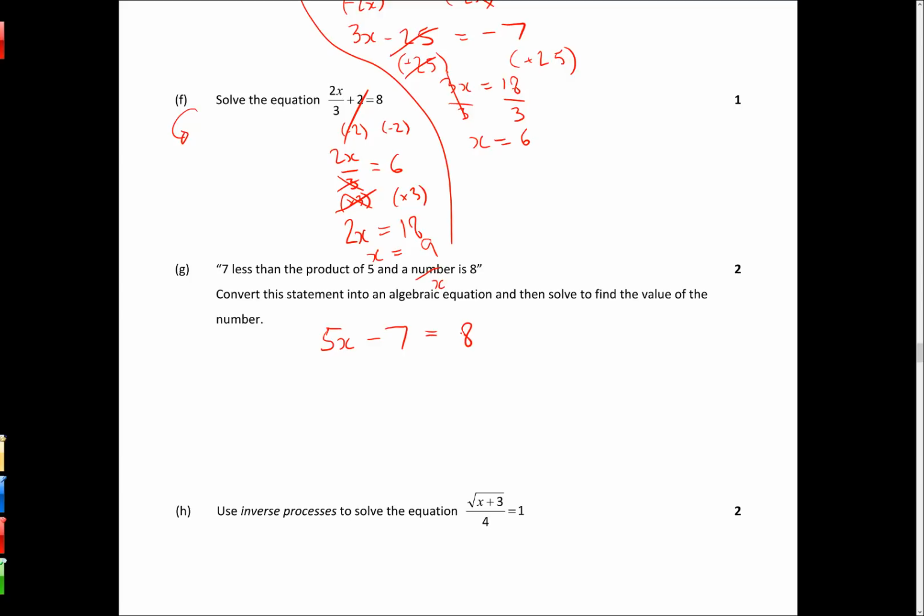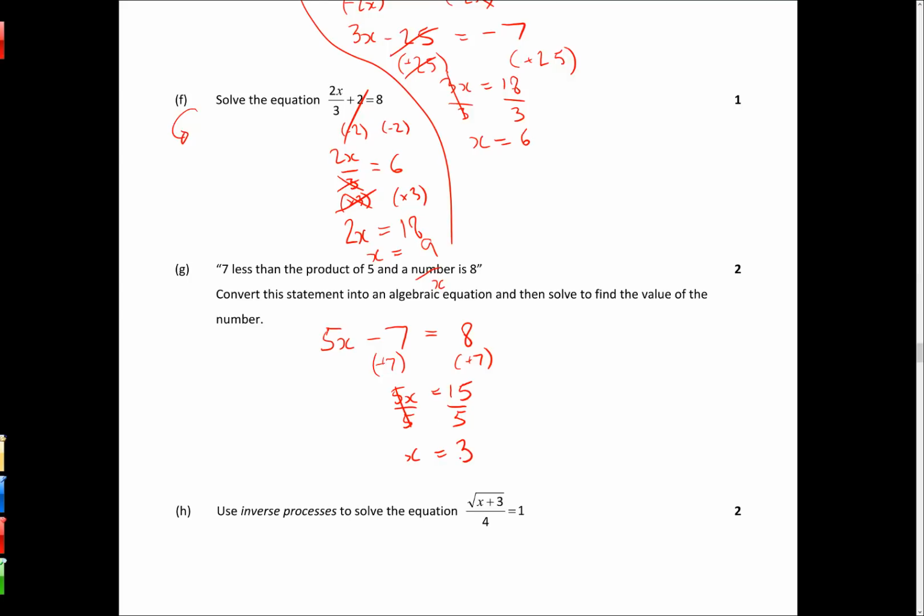So now we just want to solve it any way we want. Let's just do standard algebra, balance method. Let's add a 7 to both sides. Leaves me 5x equals 15. You can see it's going to work out nicely. Divide both sides by 5, and I've got x equals 3.